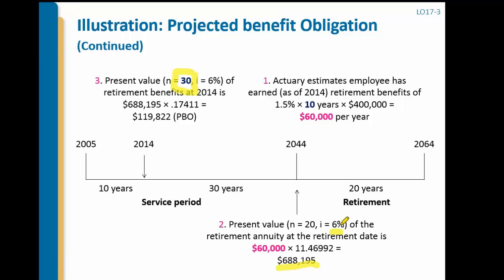Okay, but we don't need that $688,000 today. We need that $688,000 30 years from now. So that's where this number comes in of 119. That actually provides a basis. So this is a brief introduction.